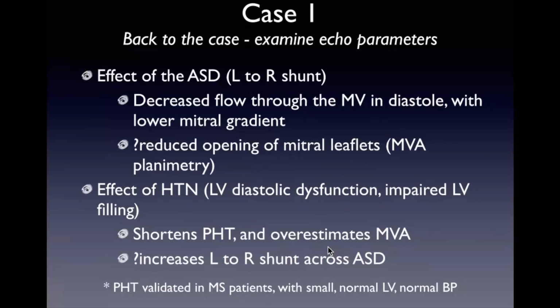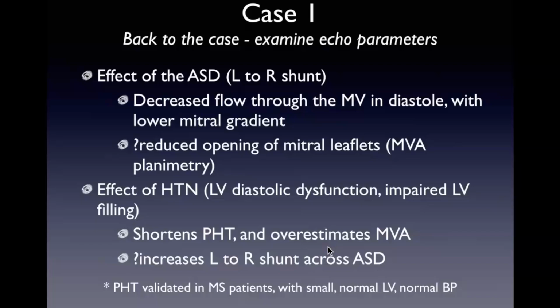So could there be some LV myocardial properties that affect the pressure half time? Because if you have LV diastolic dysfunction, high filling pressure in the left ventricle, you can shorten the pressure half time, where there's more rapid equalization of pressures between the left atrium and the left ventricle during diastole. Short pressure half time would lead to an overestimation of mitral valve area. So the mitral valve area by pressure half time may be greater than what you expected if the LV compliance was completely low. And as well, hypertension and LV diastolic dysfunction can increase left atrial pressure, and that can drive more blood through the atrial septal defect. So lots of different factors in this.